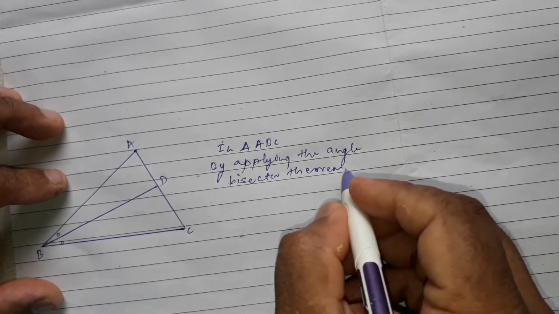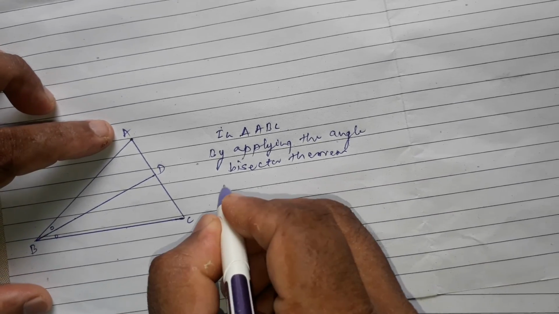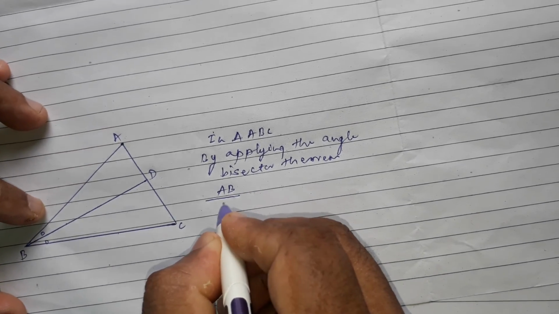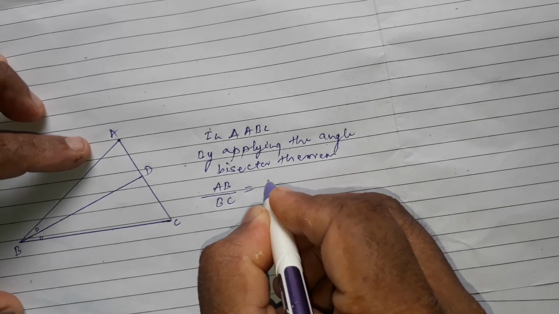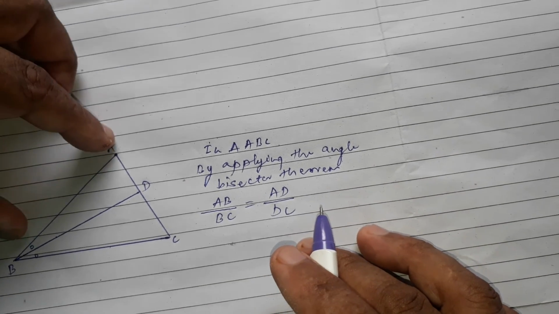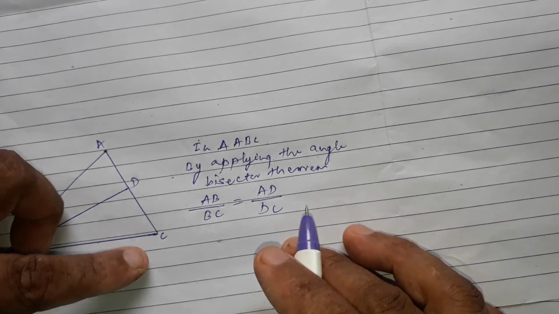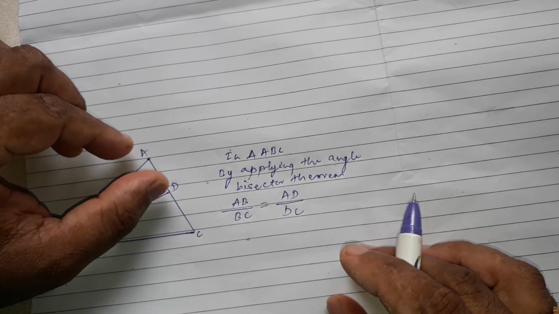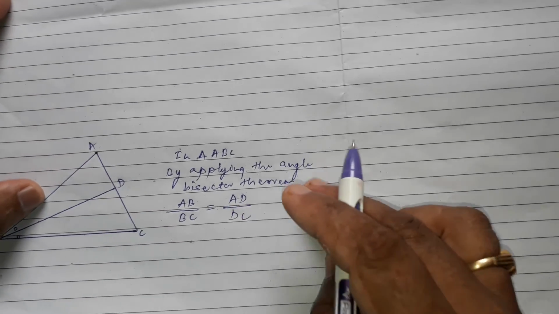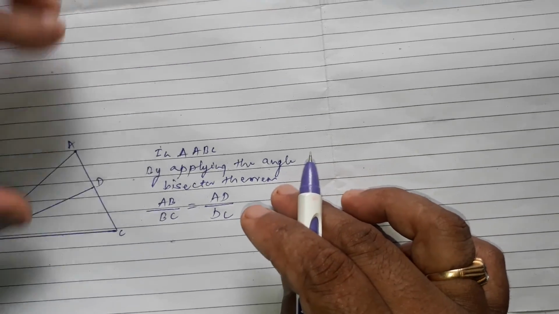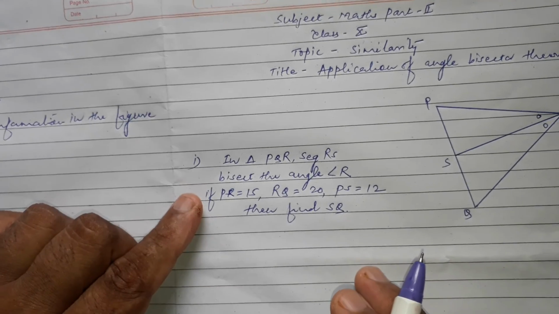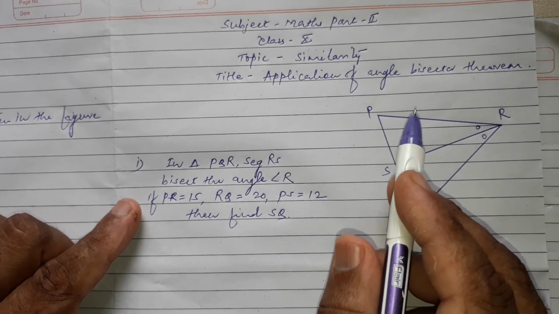in this triangle we have to take first side AB upon BC is equal to AD upon DC. So if you take first side AB, then BC, that is why we have to take this side first, AD upon DC. In this way we can use the angle bisector theorem. Now we can understand by taking one example related to the angle bisector theorem.